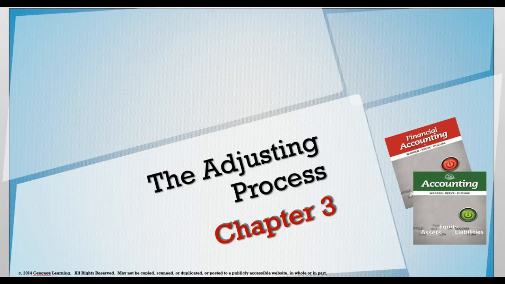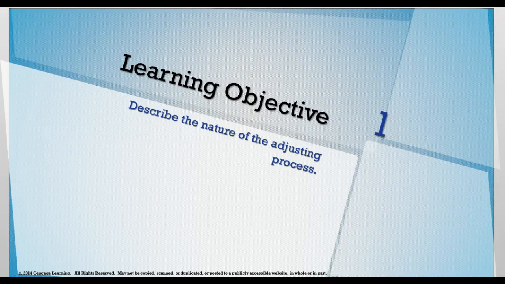At it again. Now we're at Chapter 3. Remember last lecture I left off with this unadjusted trial balance that you pulled off of the journal ledger accounts. Well, now we're going to work on adjusting those accounts. And this is Learning Objective 1, and that's to describe the nature of the adjusting process.